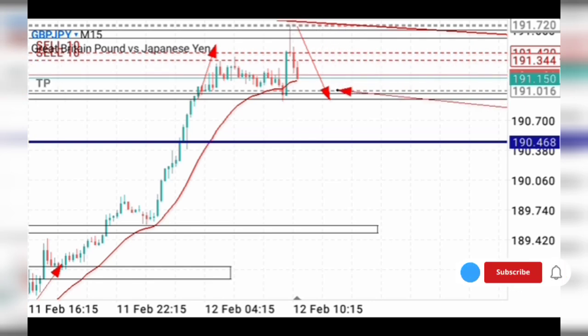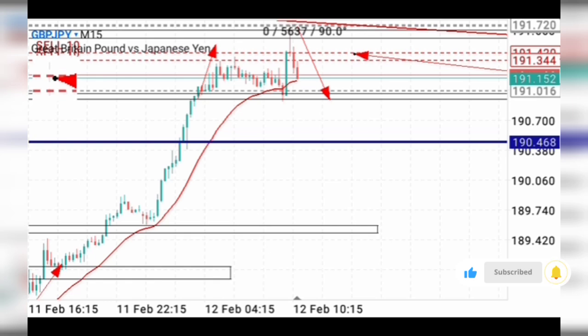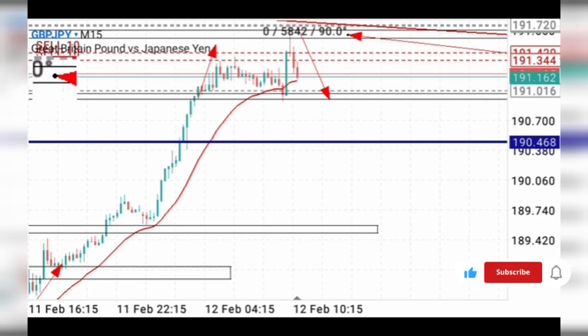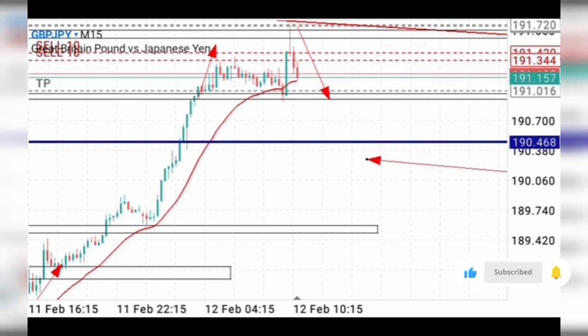It's going to sell. So I went in with two positions, and this is my SL, this is my TP, and I believe it's going to hit my TP. So guys, this is just how I took this trade based on price action.